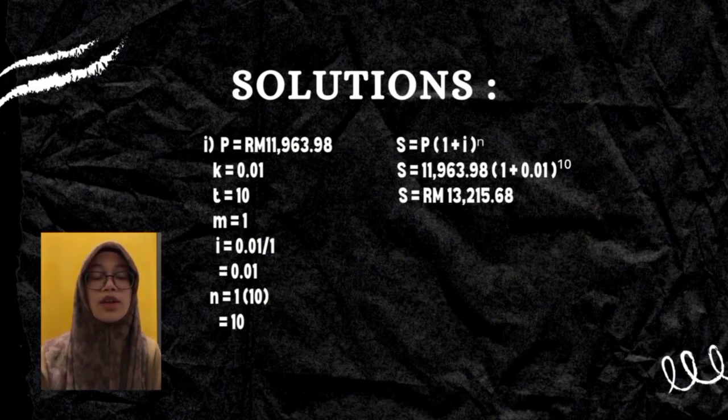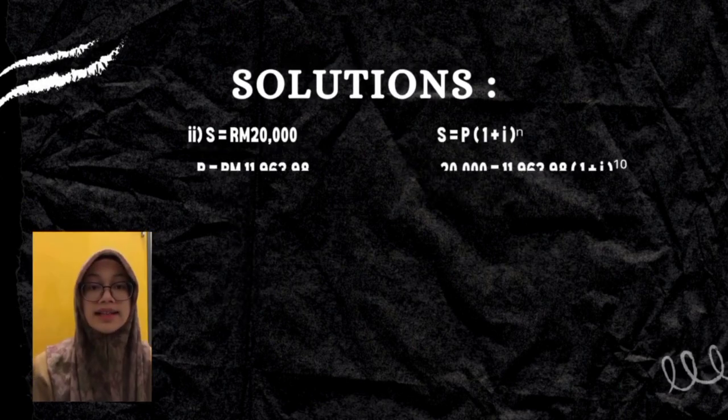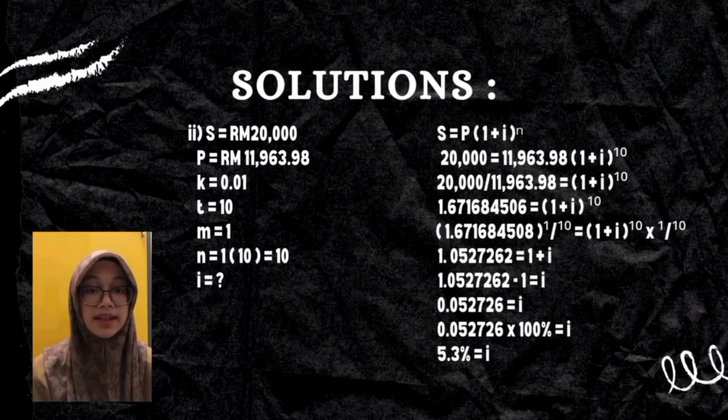This is the formula that we use to solve this question. S, which is the future value, equal to P, the original principal, open bracket, 1 plus i close bracket to the power of n. So S, which is the future value, equal to 11,963.98 ringgit, open bracket, 1 plus 0.01 close bracket the power of 10. And the answer for future value, which is S, equal 30,215.68 ringgit.